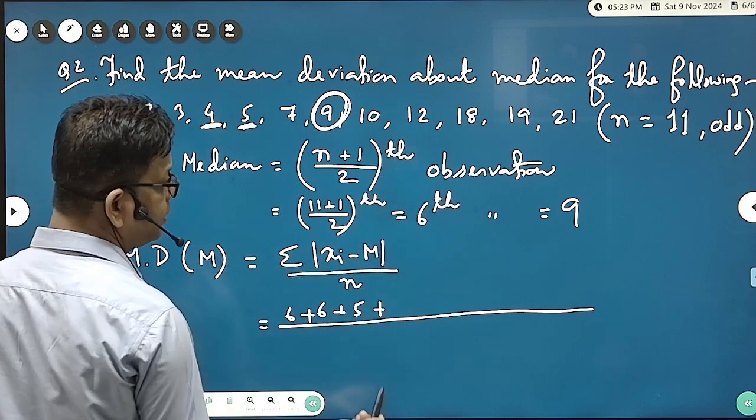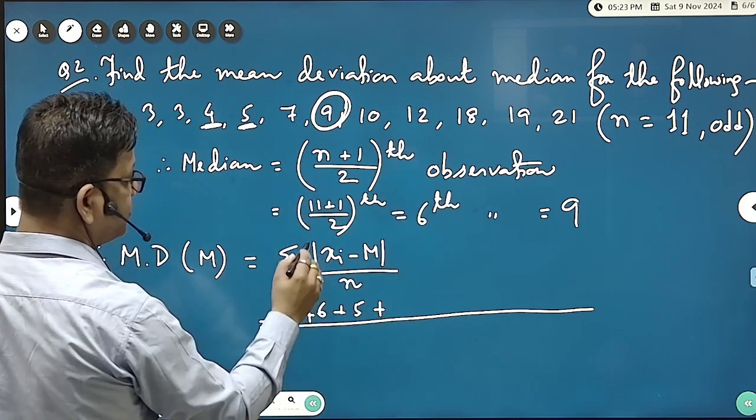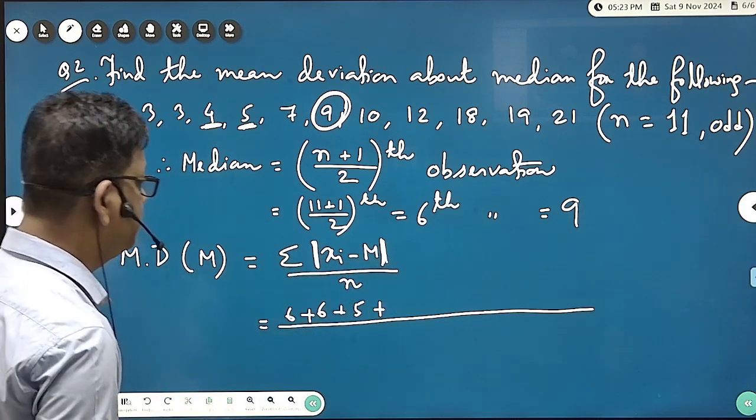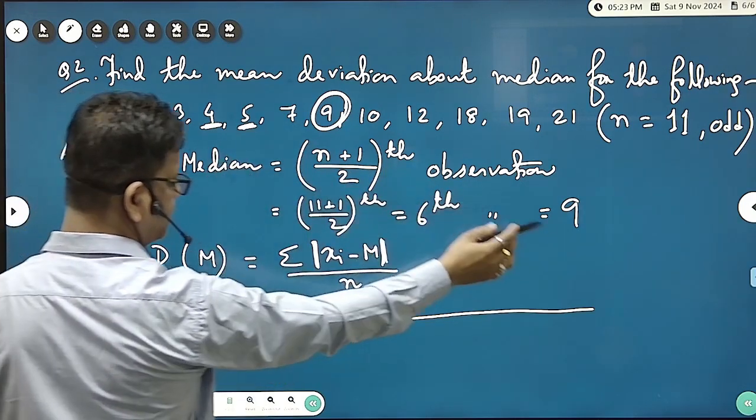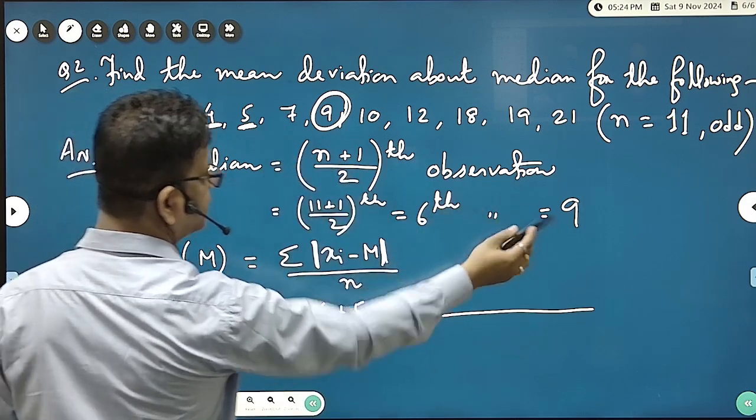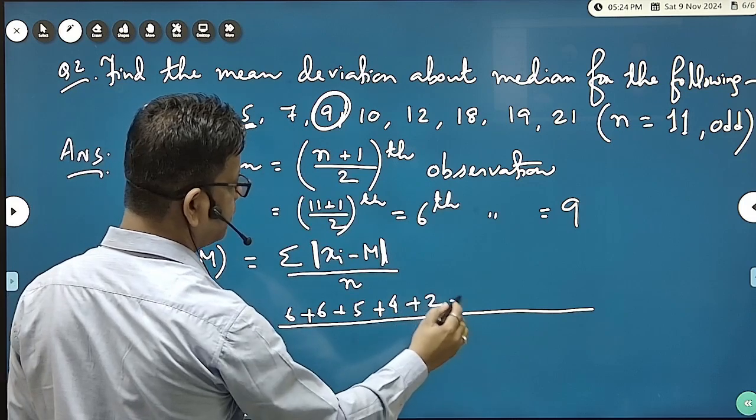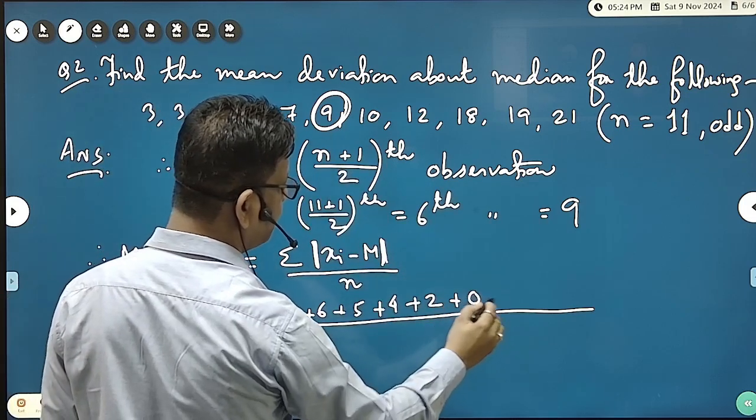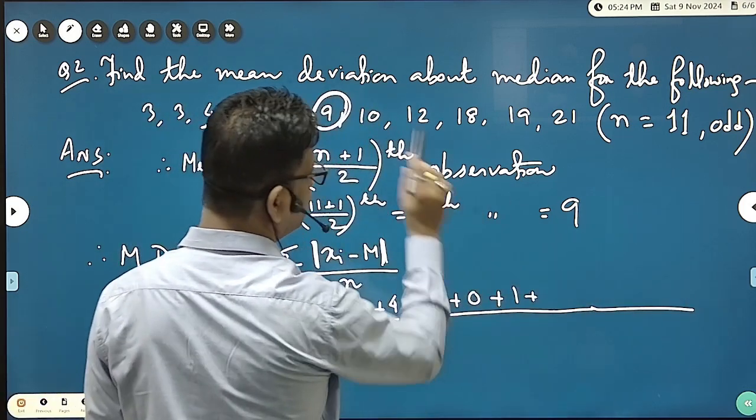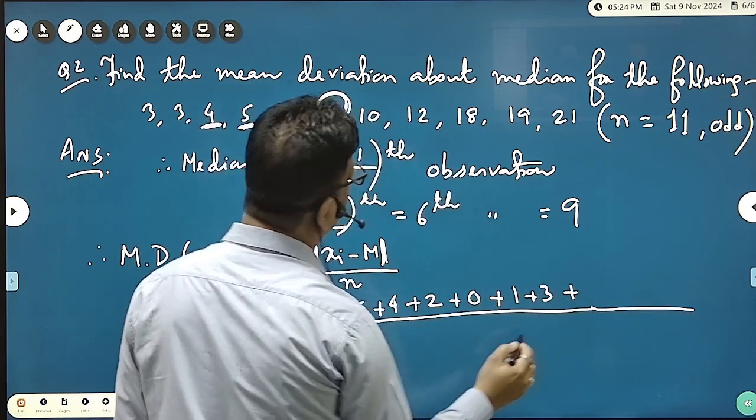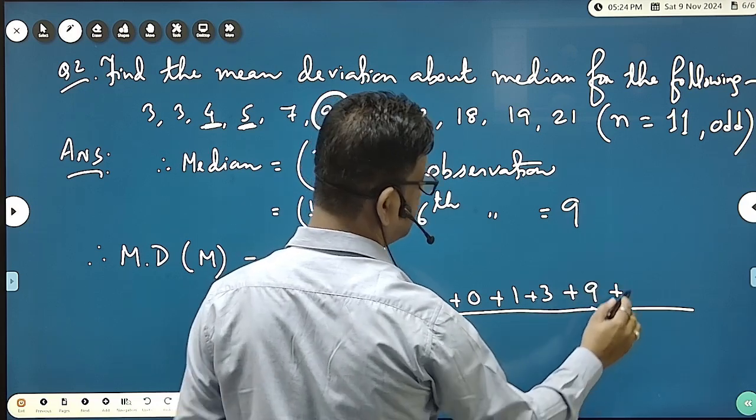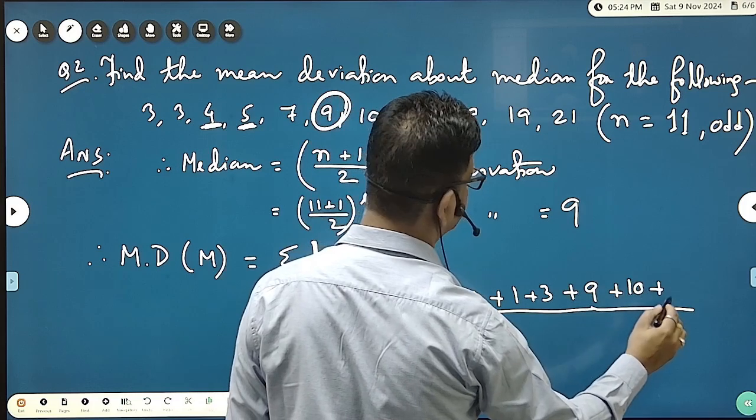5 minus 9 is minus 4, but since the formula gives a modulus, for those who have joined now, that modulus makes the number negative to positive. So 5 minus 9 will be minus 4, under modulus plus 4. 7 minus 9 will be minus 2, under modulus plus 2. 9 minus 9 anyway 0. 10 minus 9 is 1, already positive. 12 minus 9 is 3. 18 minus 9 is 9. 19 minus 9 is 10, and 21 minus 9 is how much?